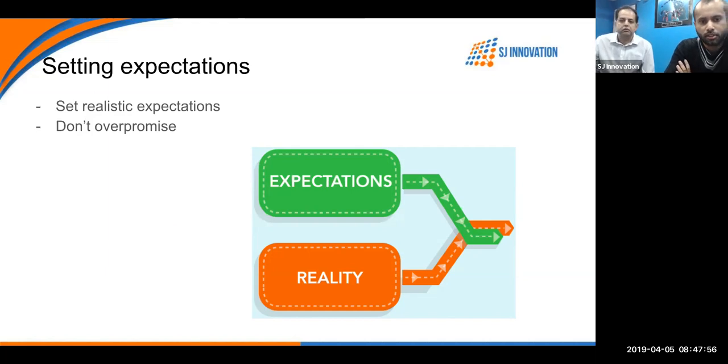So the first topic is setting expectations. I think the single most important thing, along with a few others, is how you set expectations with your client. The first thing is to set realistic expectations. So what is a realistic expectation? Shahid, do you want to start?